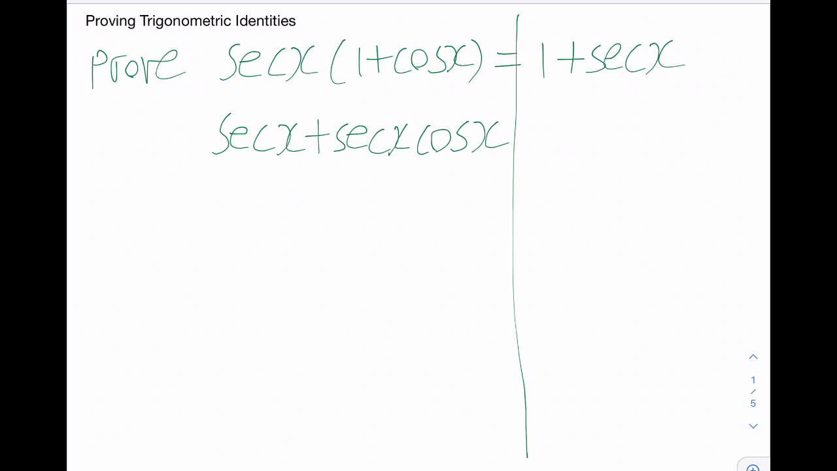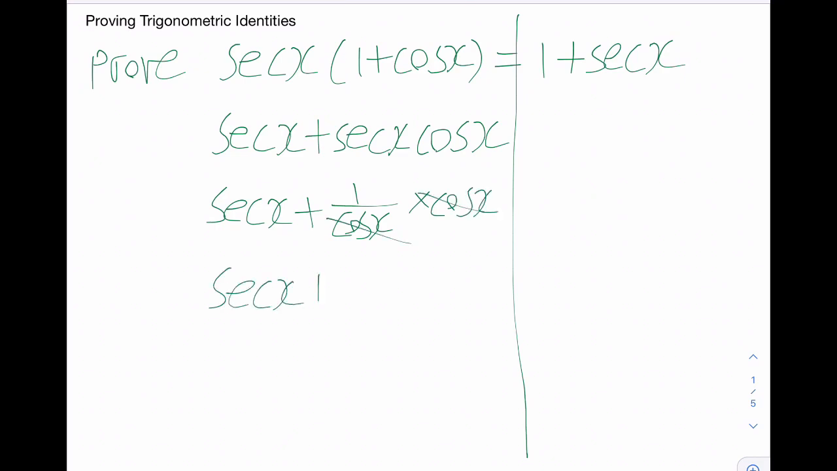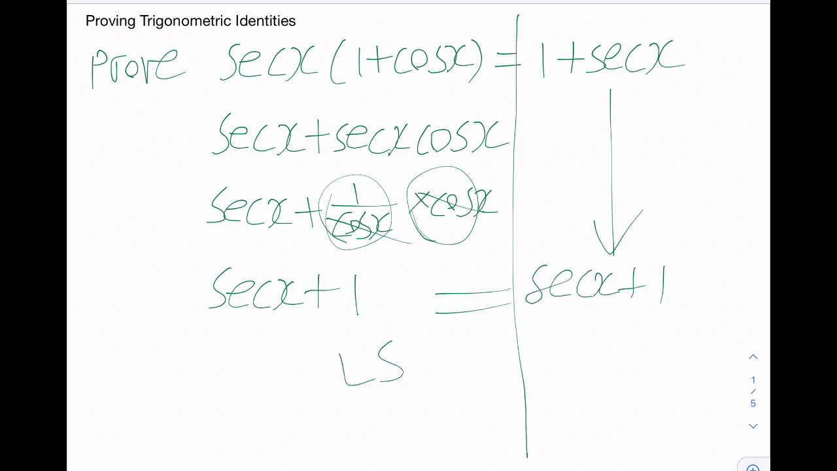Now guys, secant of x can be written as 1 over cos of x, so we can say that secant of x plus secant of x multiplied by cos of x is secant of x plus 1 over cos of x multiplied by cos of x. If these cancel out, this becomes a 1, so this will just be secant of x plus 1, and this is also secant of x plus 1, guys, so they're equal, so left side is equal to right side. So therefore, we just proved that this equation is true.